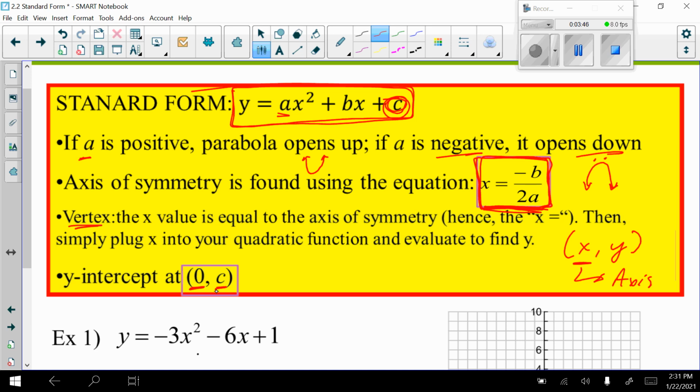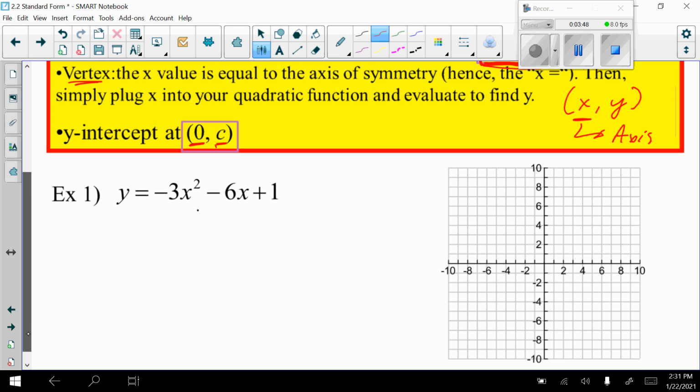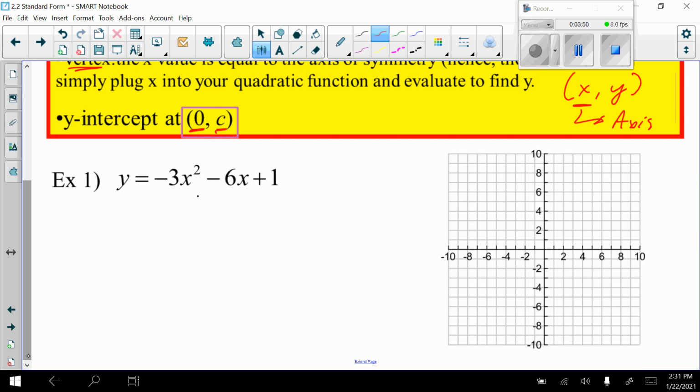Okay, so let's dive into an example. Here's my function, negative 3x squared minus 6x plus 1, and I want to graph this thing. Right, it's in standard form, and I can see that because it matches this form, ax squared plus bx plus c. It's in that general form. It matches that skeleton. So I know I'm working in standard form.